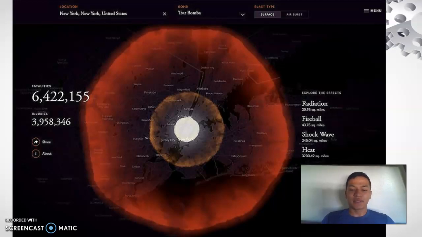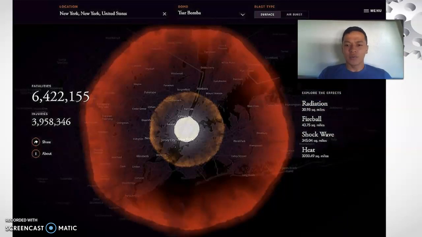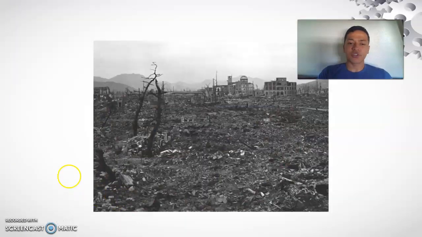The radiation, it shows you the square mileage, the reach of the fireball, 43 square miles, and the shock wave and how much it would also impact in the heat wave. So all of these things that we've talked about, you can see how much it would impact. A picture of Hiroshima after the atomic bomb was detonated on it. It's horrible.